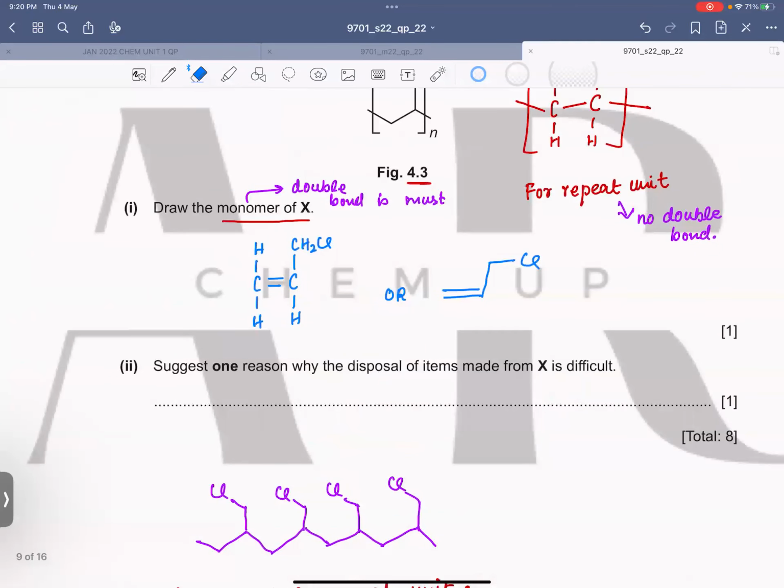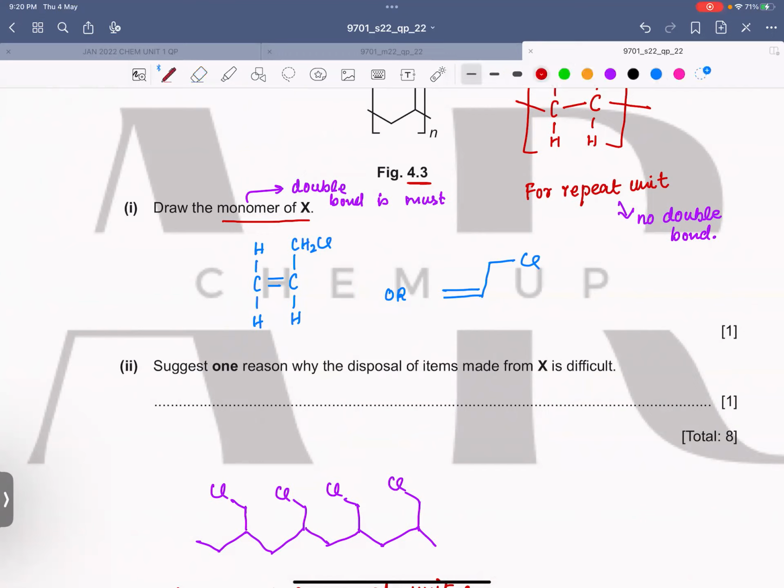It doesn't matter unless the examiner specifies you to draw the structural formula of the repeat unit, or to draw the displayed formula of the repeat unit, or draw the skeletal formula of the repeat unit. Otherwise, you can draw it in any manner. Okay.